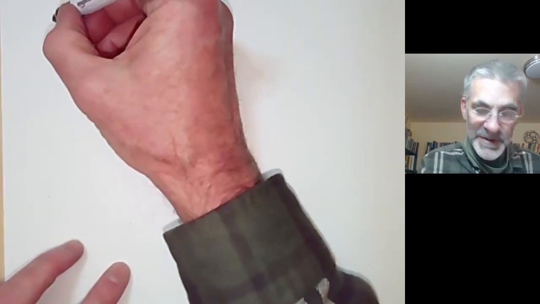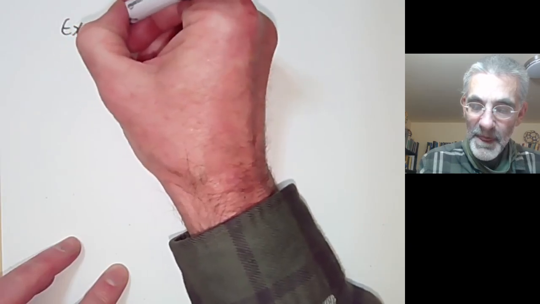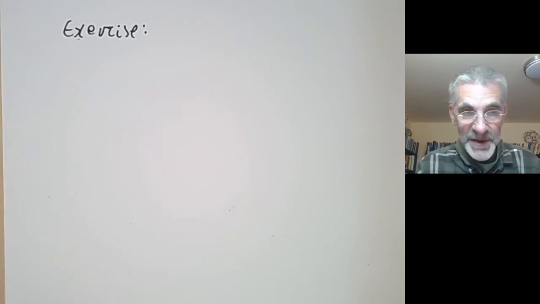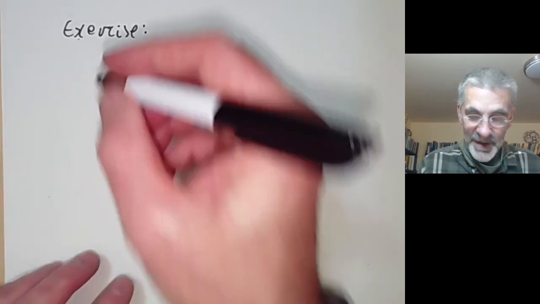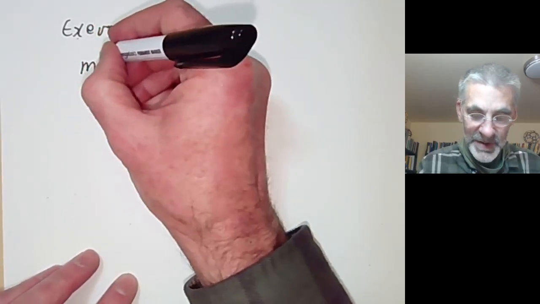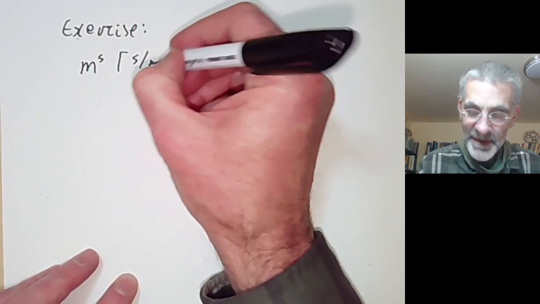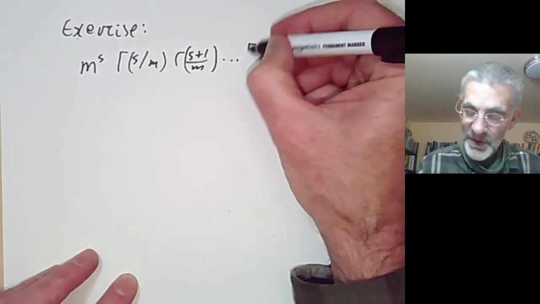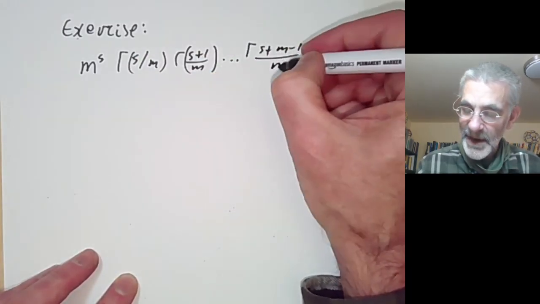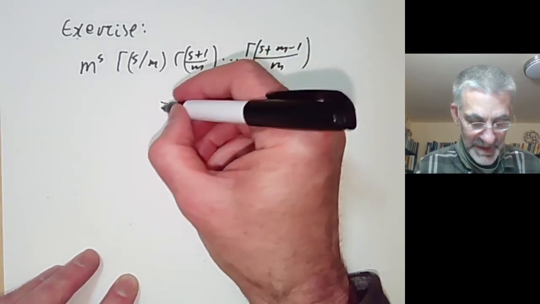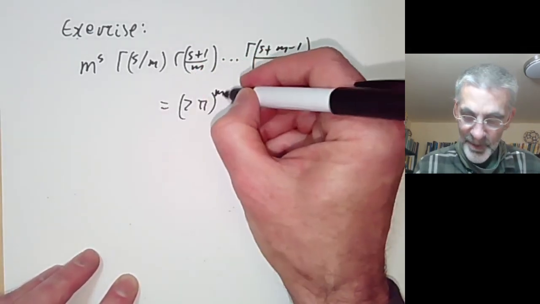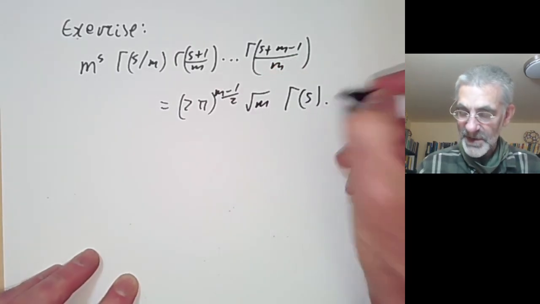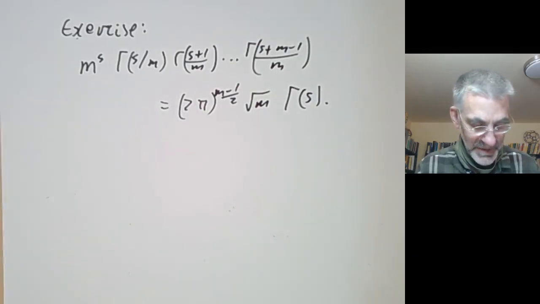So I'll end with another problem. So here, instead of having a duplication formula for the gamma function, we can extend it. So let's look at m to the s times gamma of s over m, gamma of s plus 1 over m, all the way up to gamma of s plus m minus 1 over m. So the problem is to prove that this is equal to 2 pi to the m minus 1 over 2 times the square root of m times gamma of s. So this is, I think, due to Gauss or something.